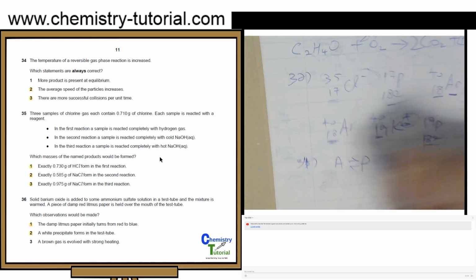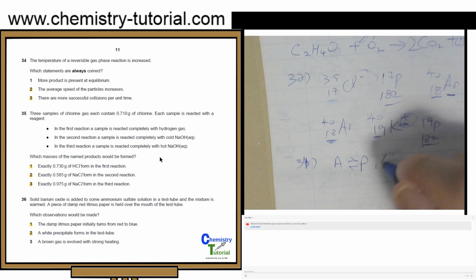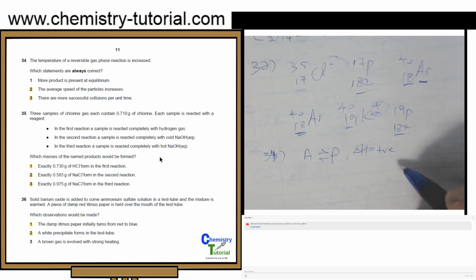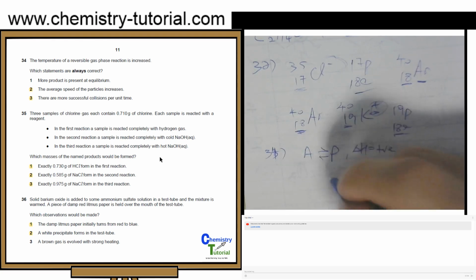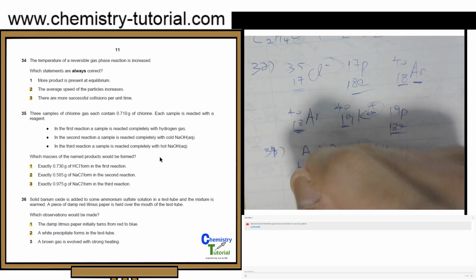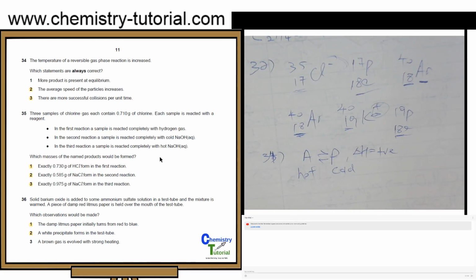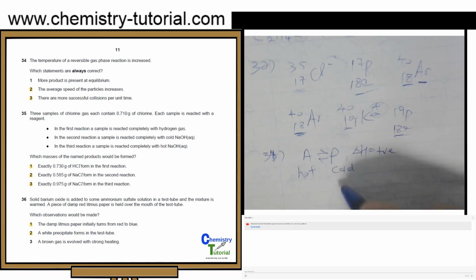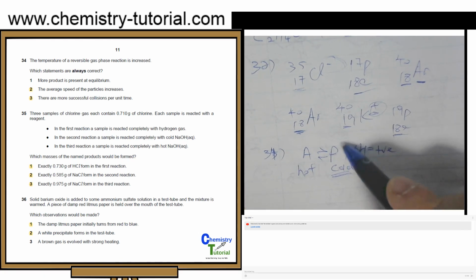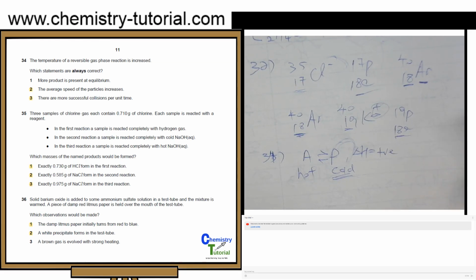Well, let me just write this equation. A plus B. Let's say that this is an endothermic process. As I mentioned earlier, if this is an endothermic process, we can just treat the product side as cold and the reactant side as hot. If the temperature is increased, based on Le Chatelier's principle, the position of equilibrium is going to shift towards the side that removes the heat, in other words, the colder end. So yes, in that case, we have more product being formed at equilibrium if the forward reaction is endothermic.